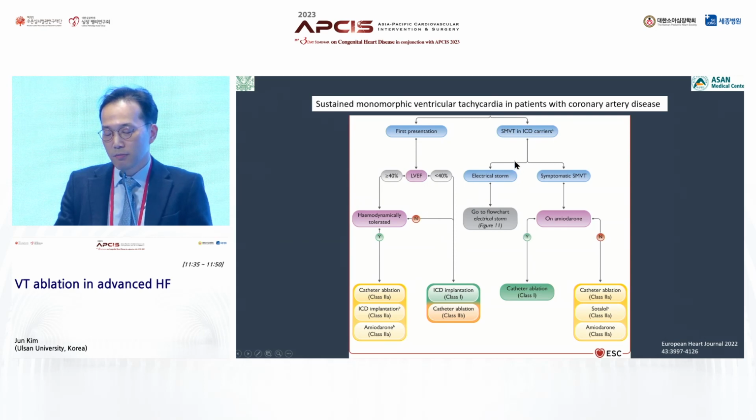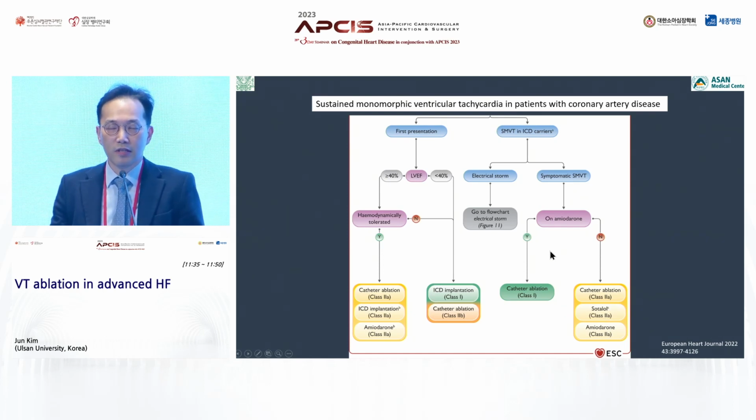If the patient presents with sustained monomorphic VT in a patient with a pre-existing ICD, if the first episode is without use of amiodarone, we can administer amiodarone or sotalol or cath ablation. Or if the patient has received amiodarone, we should undergo cath ablation.